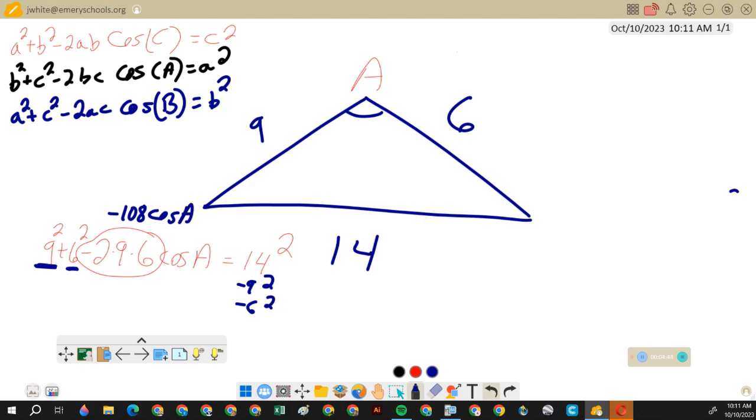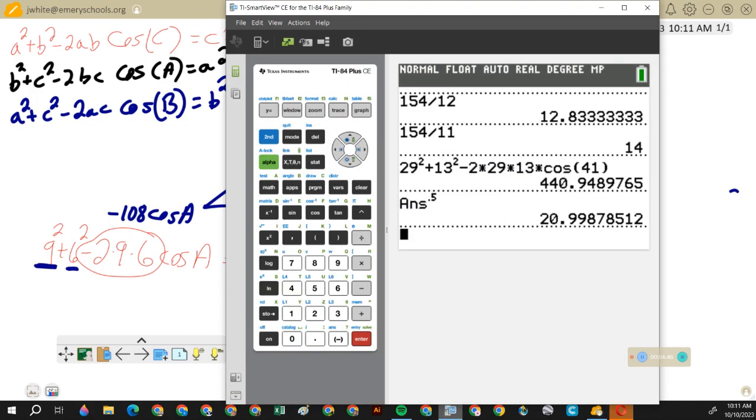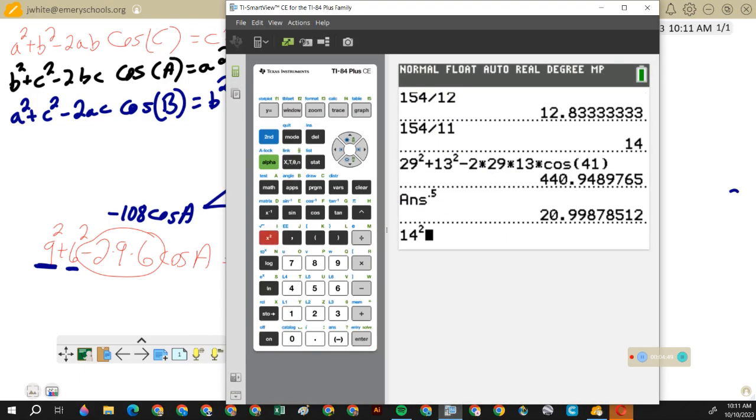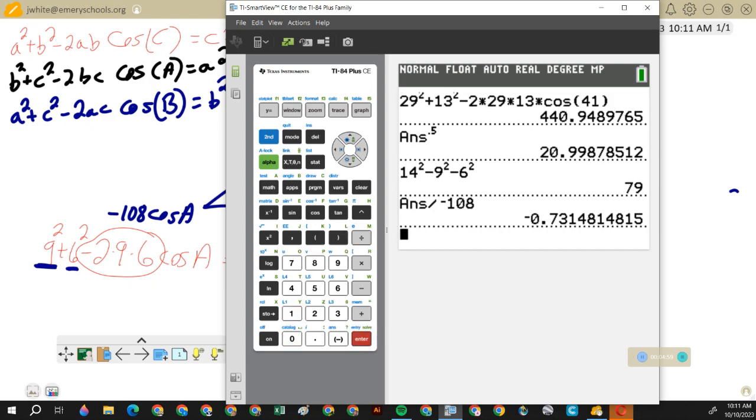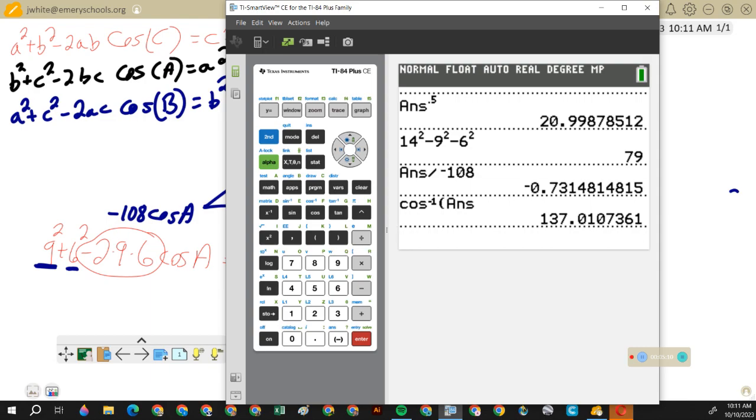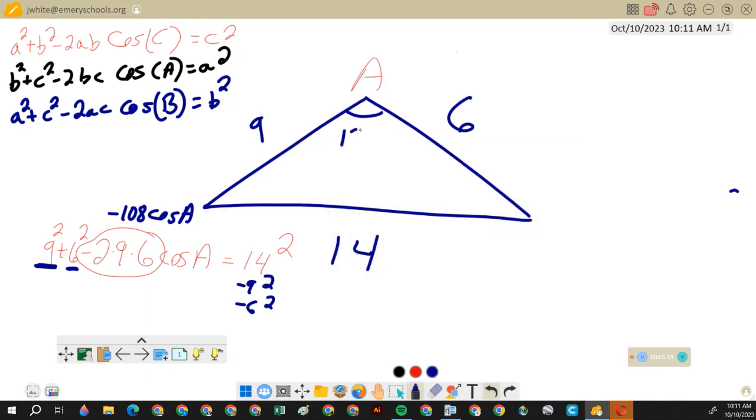So in my calculator, 14 squared minus 9 squared minus 6 squared, and then divide that by negative 108, and I get the cosine of A is negative 0.73. Now we invert the cosine, and I get 137 degrees. So this is 137.